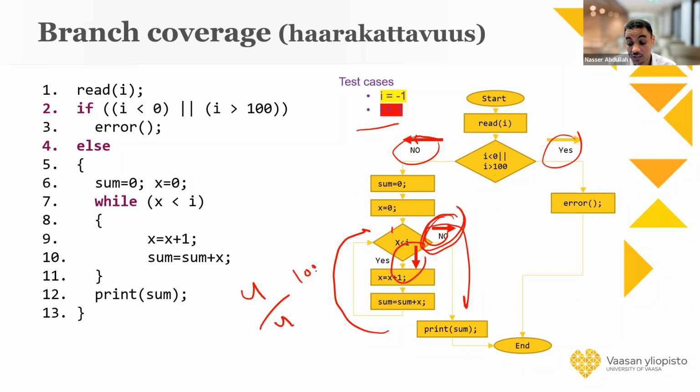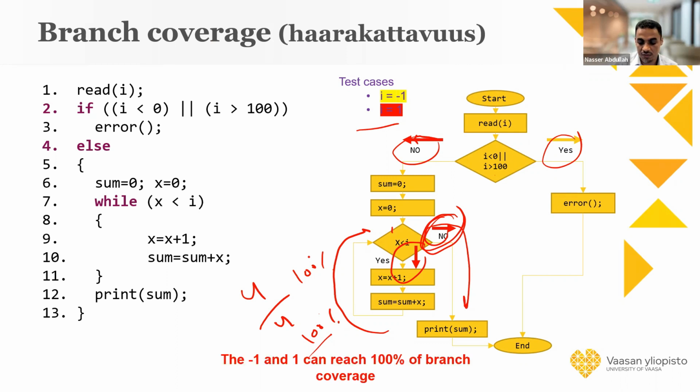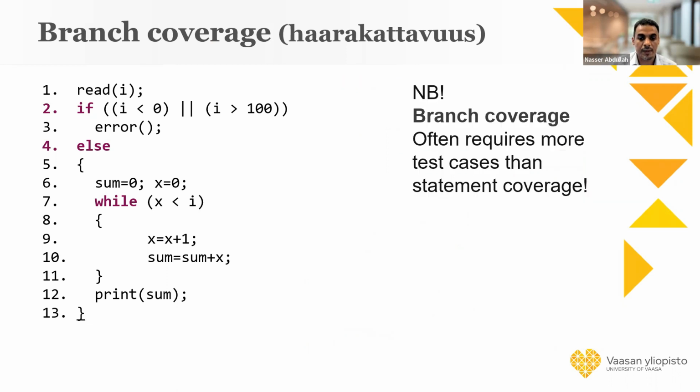Okay, divide 4 multiply 100. So it will be 100%. So the branch coverage here is 100%. And most of the time, if the branch coverage is 100%, the statement coverage will also be 100%. Not always, but most of the time, if the branch coverage is 100%, the statement coverage should also be 100%. So this is the branch coverage. So 1 and -1 cover 100% of branch coverage.